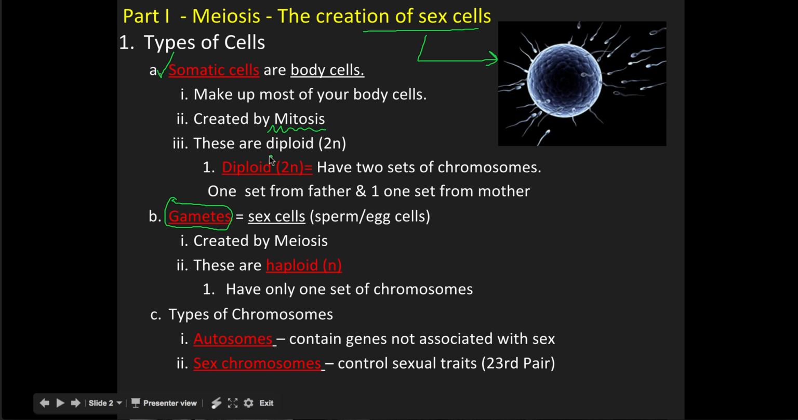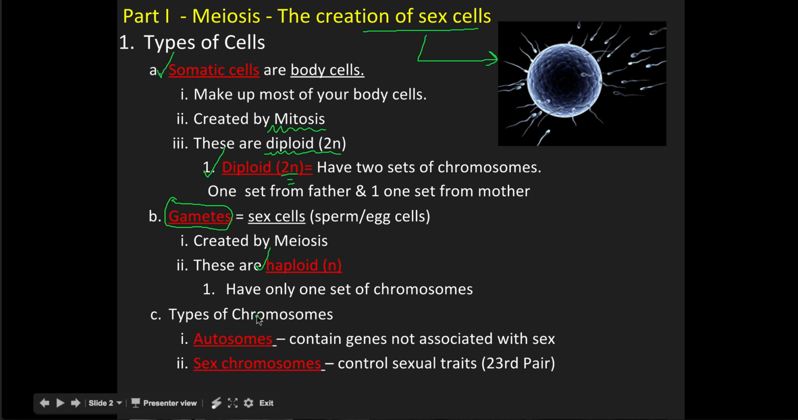The cell doubles the DNA, and then it divides once and creates cells that are diploid. Diploid is a term we haven't yet talked about. We abbreviate it as 2N. This means we have two sets of chromosomes, one from the father and one from the mother. You're going to see why that's important, because gametes are haploid.